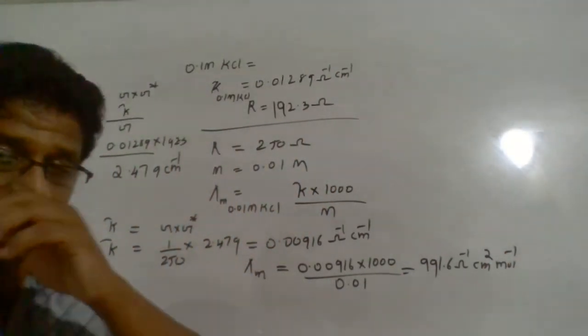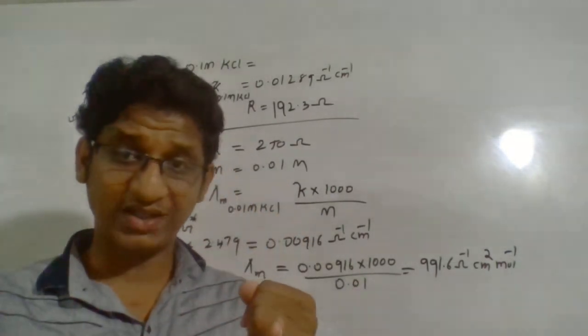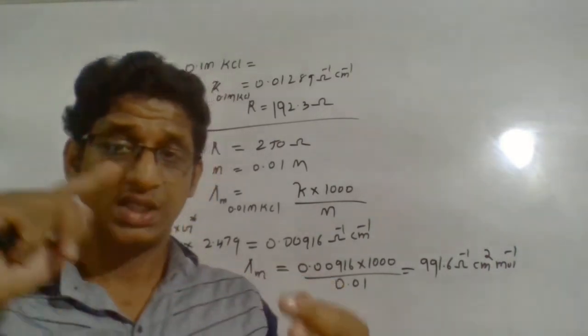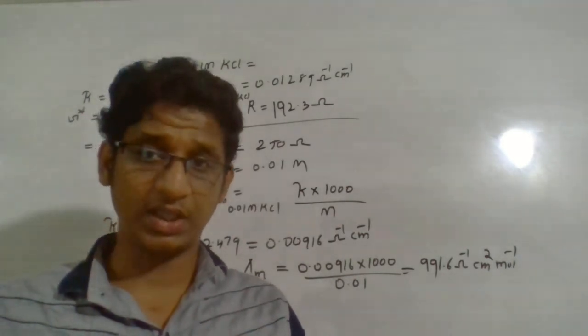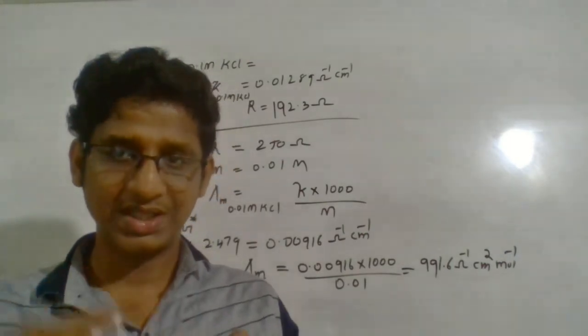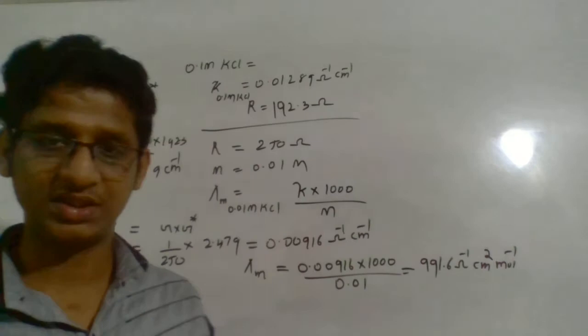You always have to check the units and make sure they are correct. Cell constant is in centimeter inverse. Conductivity is ohm inverse centimeter inverse. Molar conductivity is ohm inverse centimeter square mole inverse. Equivalent conductivity is ohm inverse centimeter square equivalent inverse. So that's the way you have to verify the units as well.